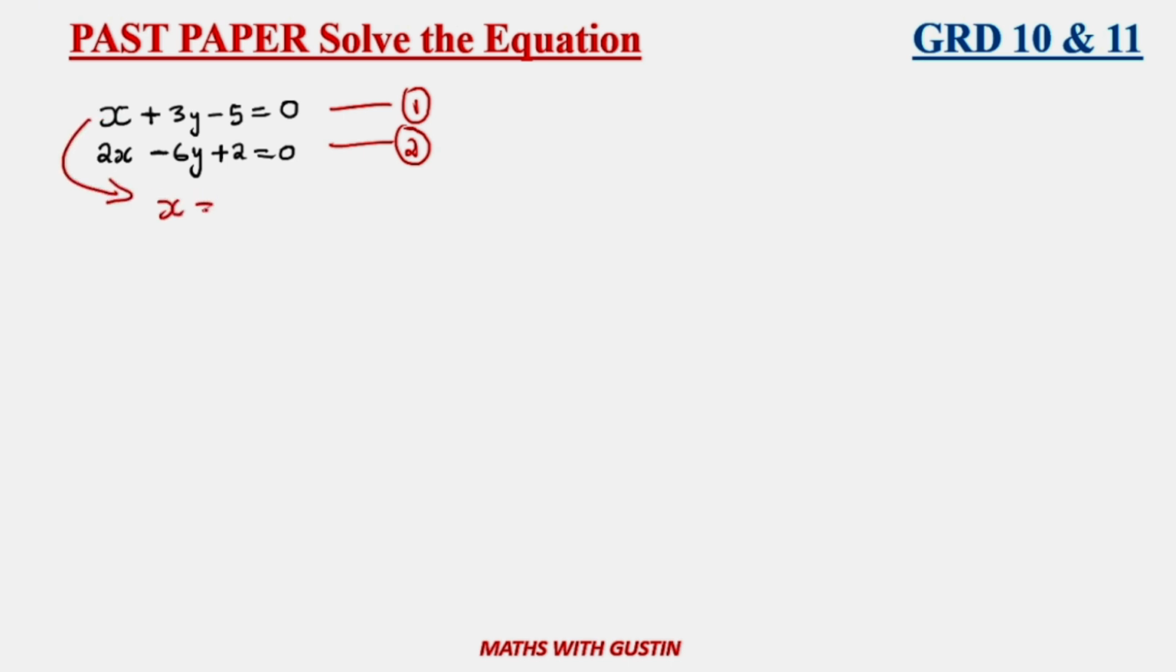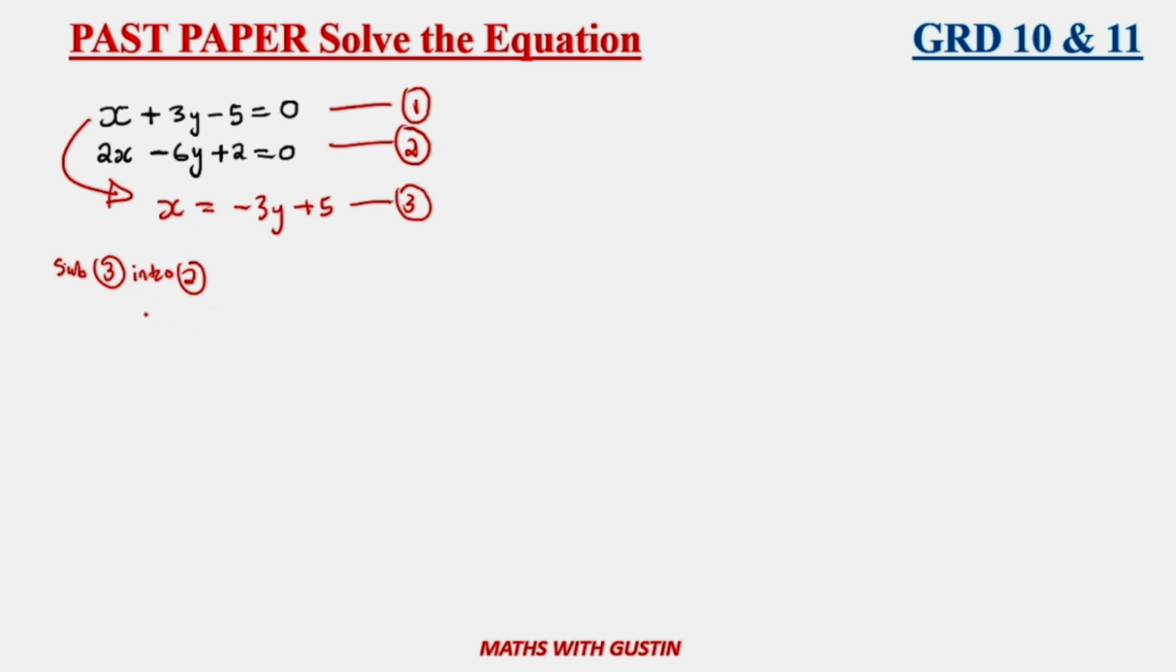Therefore, x is equal to, we take everything to that side, negative 3y plus 5. Therefore, this will be our equation 3. So whenever we see this, now we know that we're going to substitute equation 3 into equation 2. Why are we doing that? Because we used equation 1 to find equation 3, so we can't substitute it back into equation 1, so we need to substitute it back into equation number 2.